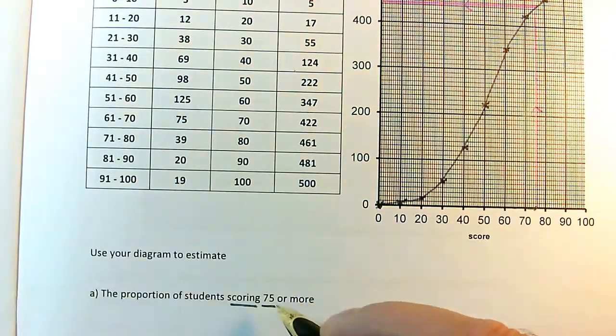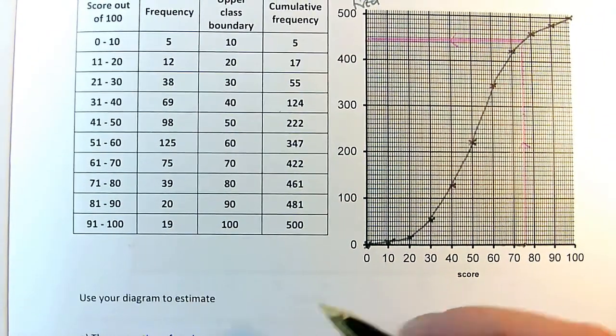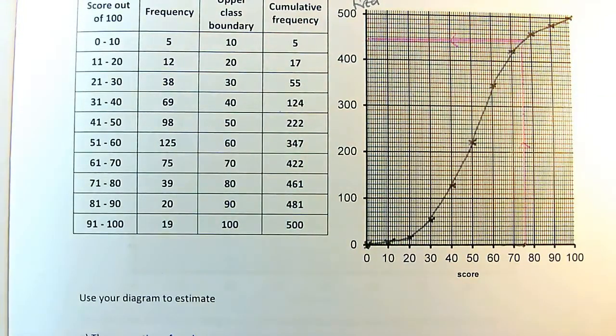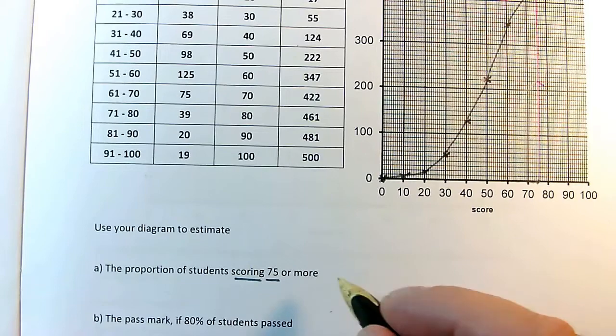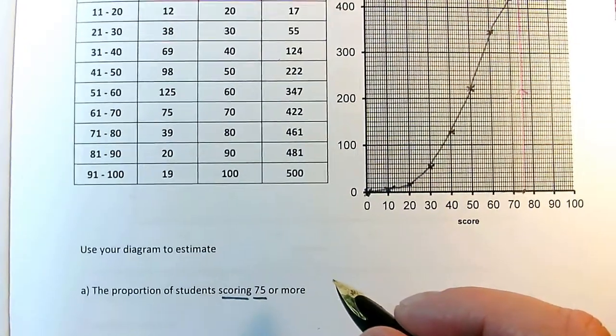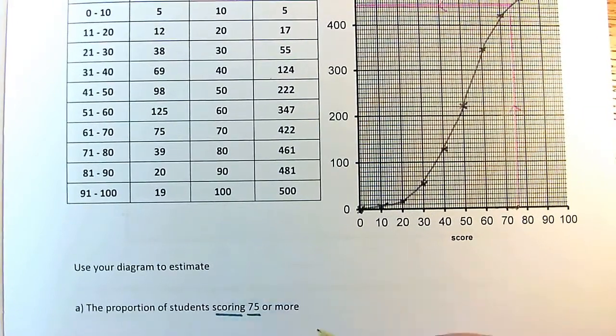So I want to think, okay, 75 or more. So 445 means that 445 students scored 75 or less. So what we need to do, the possibility they score exactly 75, we're going to kind of have to ignore.